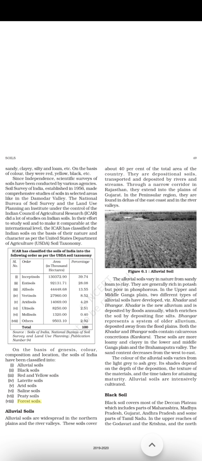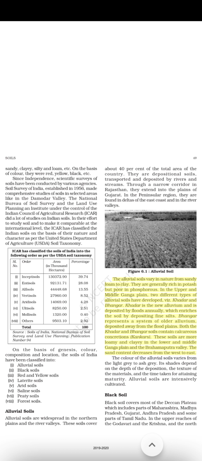Alluvial soils. Alluvial soils are widespread in the northern plains and the river valleys. These soils cover about 40% of the total area of the country. They are depositional soils transported and deposited by rivers and streams. Through a narrow corridor in Rajasthan, they extend into the plains of Gujarat. In the peninsular region, they are found in deltas of the east coast and in the river valleys.